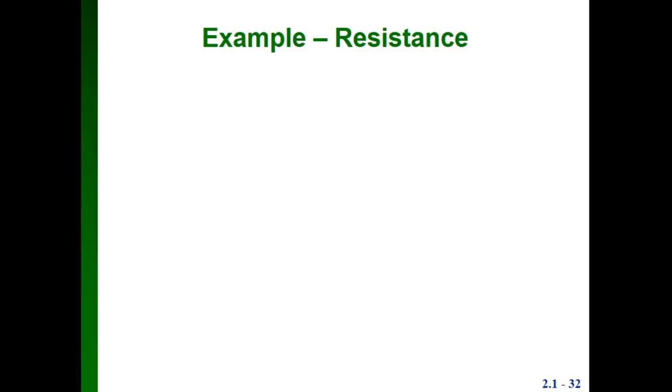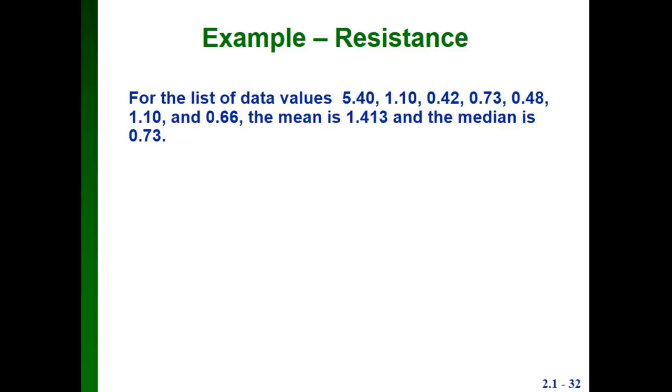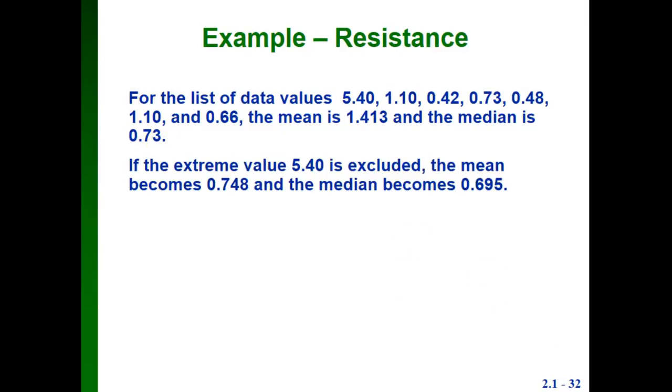So let's look at an example of resistance. If we have a list of data values that has 5.4, 1.1, 0.42, 0.73, 0.48, 1.1, and 0.66, the mean of this list is 1.413, and the median is 0.73. Notice that that list does have an extreme value in it. The 5.4 is much, much larger than any of the other values in the list. So we would call that an extreme value.